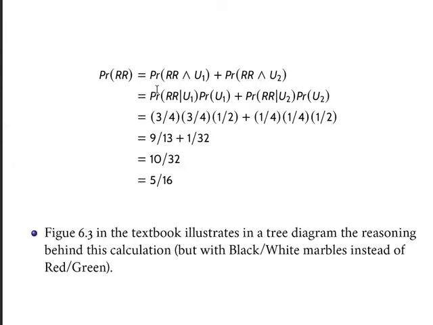Now, if you look at figure 6.3 in chapter 6 of the textbook, you'll see there's a tree diagram that represents the reasoning behind this a bit more visually, which you can look at. If you do look at that, which will be helpful, just note that in that example, the marbles are black and white as opposed to red and green. But that's the only difference, and the rest is the same. And so you can see how this calculation corresponds to a tree diagram that might be a bit more intuitive.